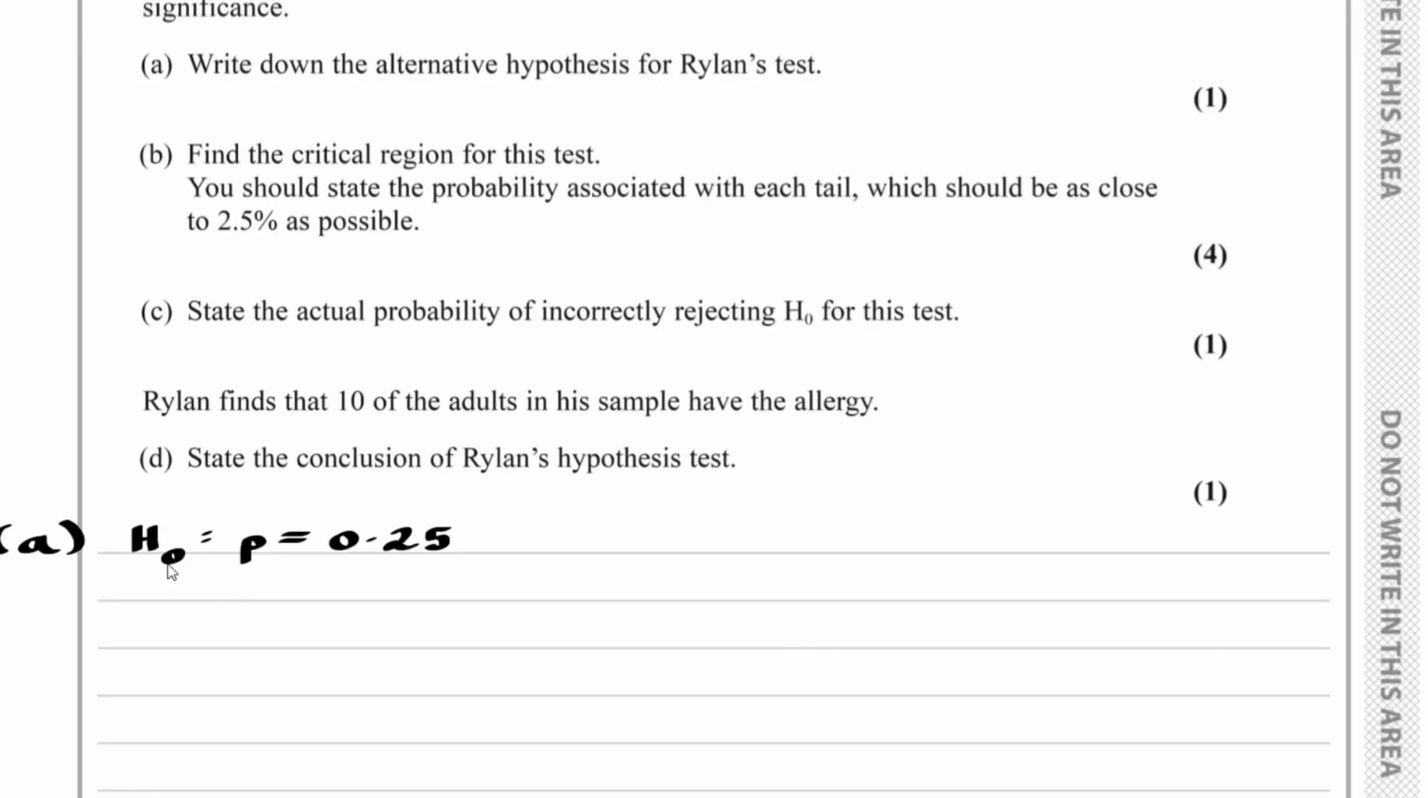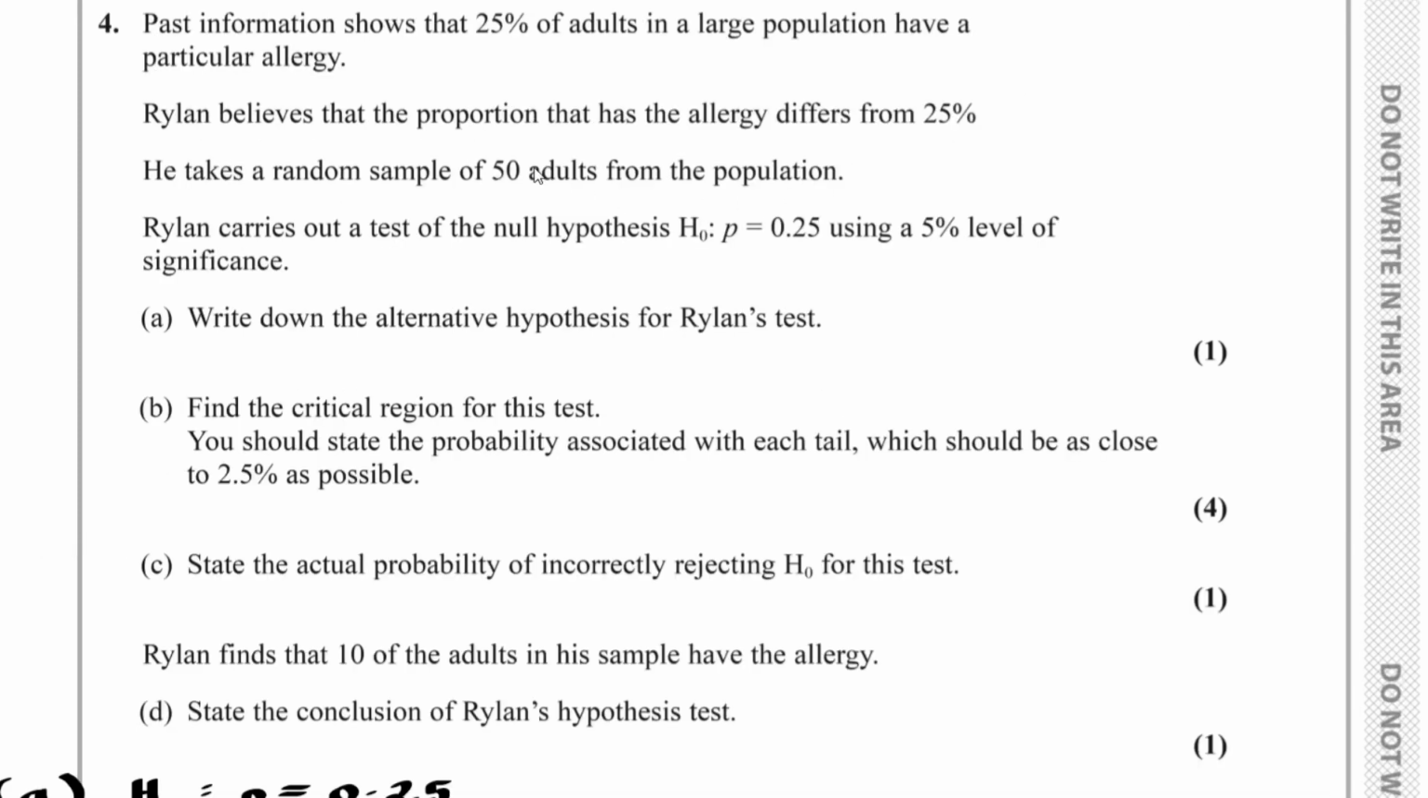We are given that H0, where we have p equals 0.25. So for our alternative hypothesis, we would have H1, where p doesn't equal 0.25. That is because Ryland believes that the proportion that has the allergy differs from 25%. So we're looking at where p equals 25% and where p doesn't equal 25%, because it differs from 25%.